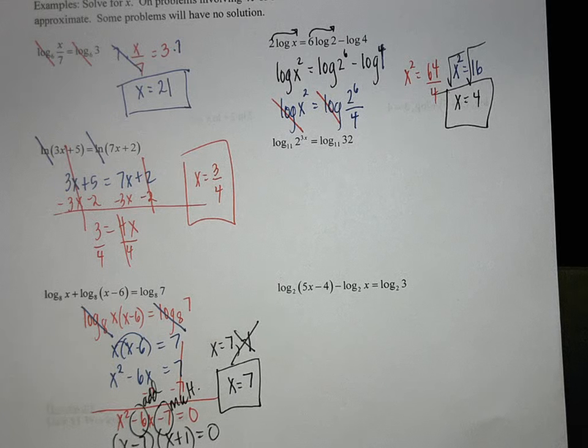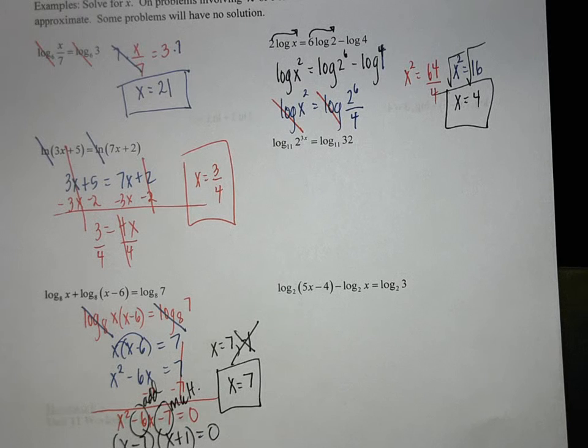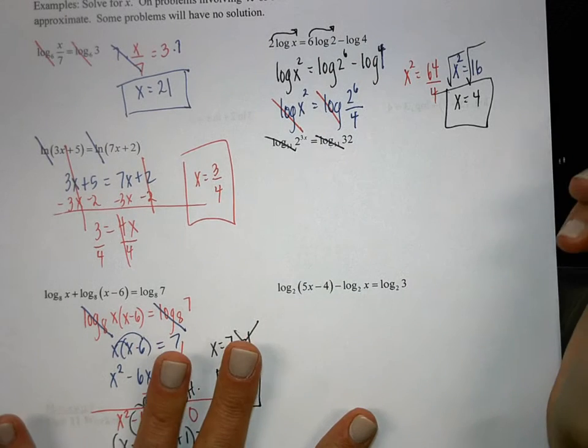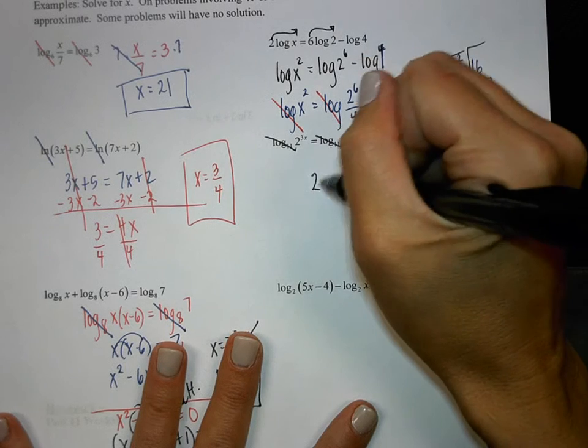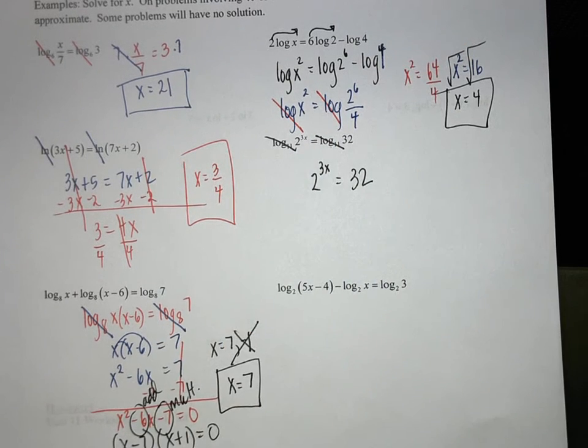Next one. What happens on the next one? Do I need to do any work at the beginning? Well, you've got to drop it. Yeah, we just have to drop the logs, okay? And so we end up with 2 to the 3x equals 32. Do you guys remember how to solve this type of equation? No. Okay, you have to end up getting like bases.